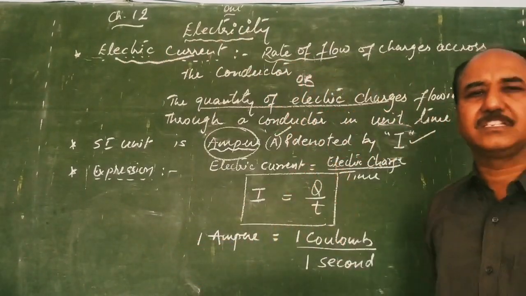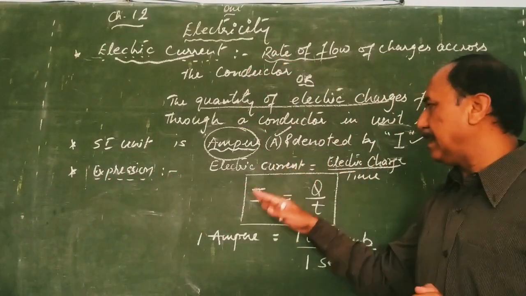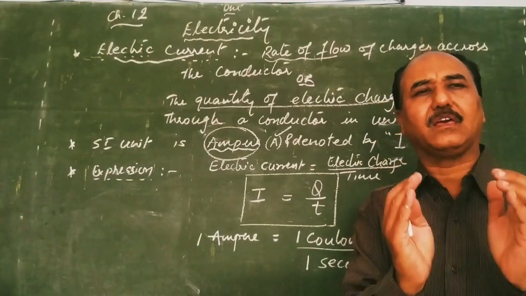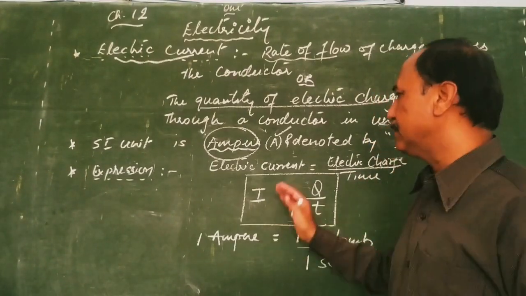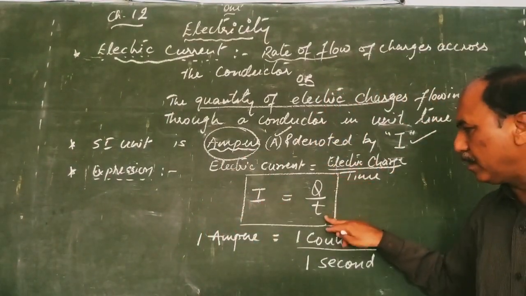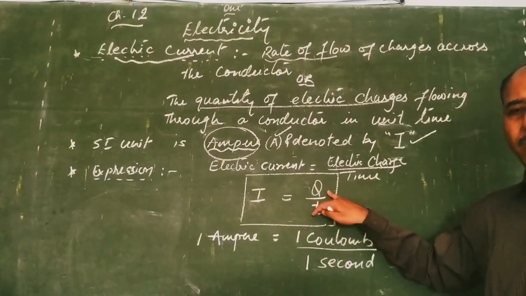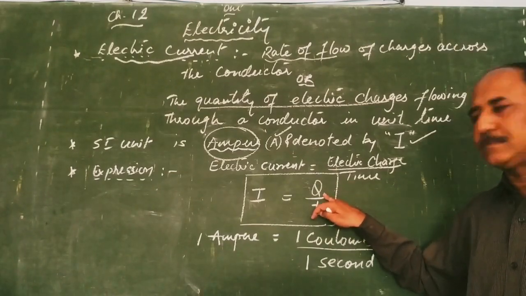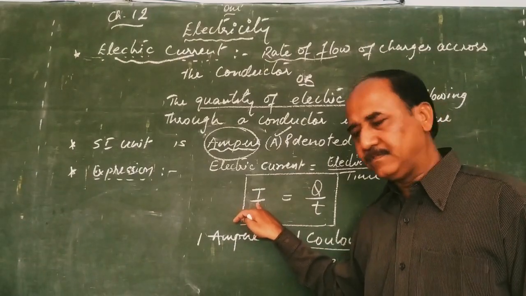Now a small expression is given for this electric current here. Let us suppose that Q amount of charges are flowing across a conductor in a unit time T. The electric current I is given as Q upon T, or in other words we can say that the ratio of the amount of charges, or the quantity of charges flowing per unit time, is called electric current.